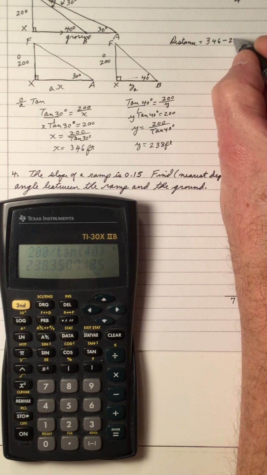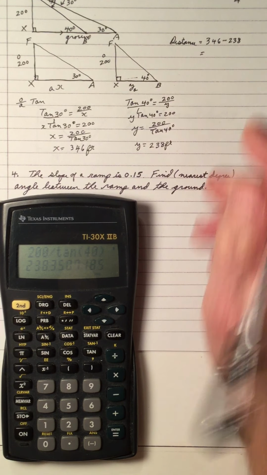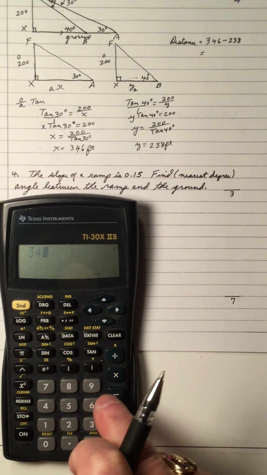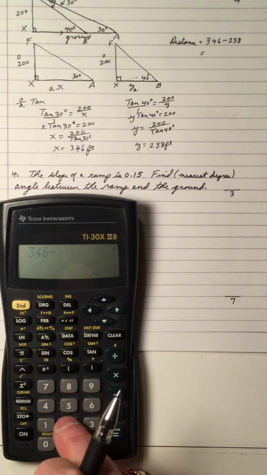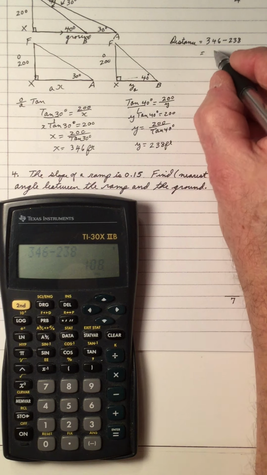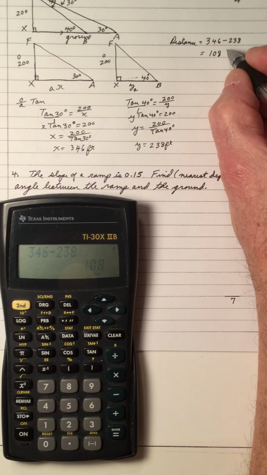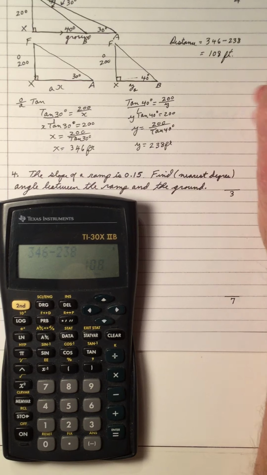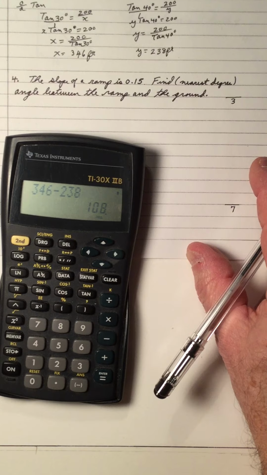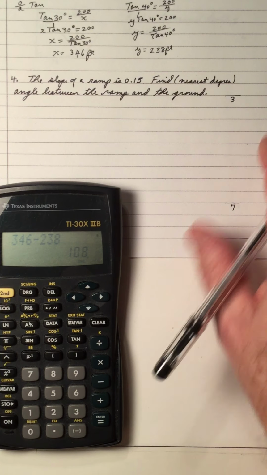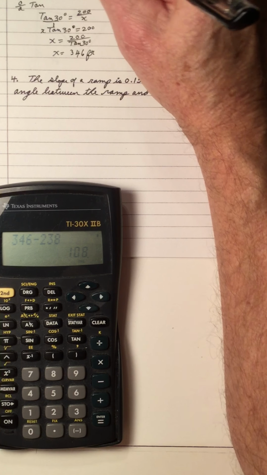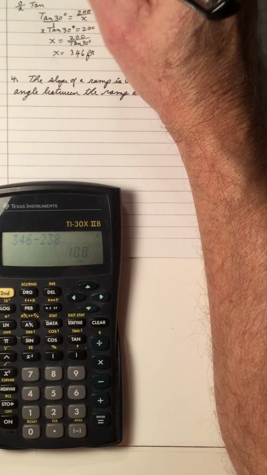346 subtract 238. And just to make sure we're going to do okay, so 346 subtract 238. The distance between the two hunters is 108 feet to the nearest foot. Again, notice we need two right triangles here because you had two different angles. Notice this angle of depression is equal to the angle of elevation in both cases.